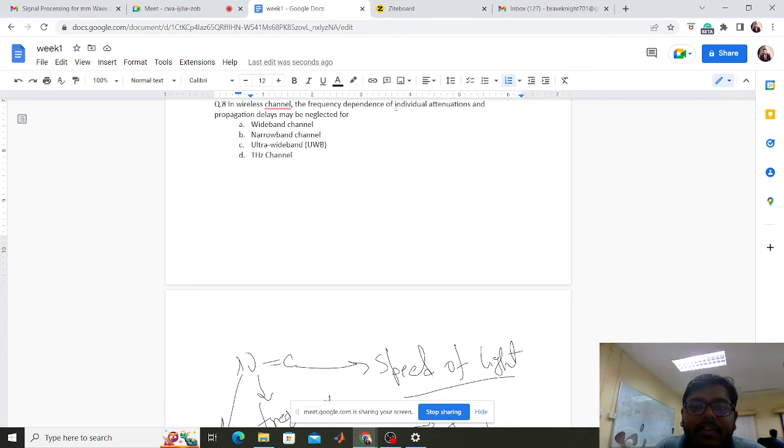So frequency dependence on individual attenuation and propagation delay may be neglected for what? It can be done only for narrowband channel, because for wideband channel and ultra wideband channel the channel gain is dependent on the frequency. And for terahertz channel, what happens? The scatterers come into the picture and start to deteriorate the channel at the terahertz model. So only in the narrowband channel model can you neglect these individual attenuations and propagation delays. So the correct option is option B.